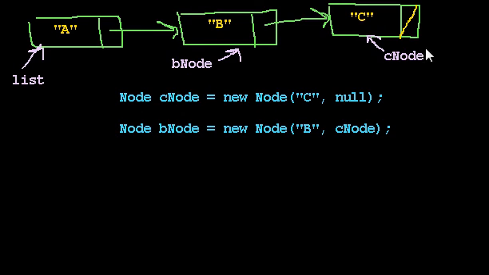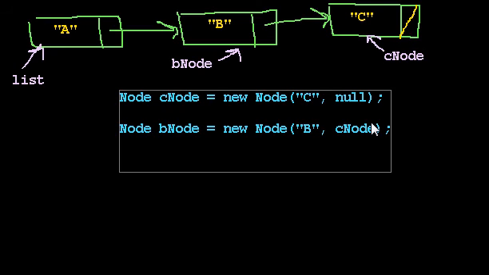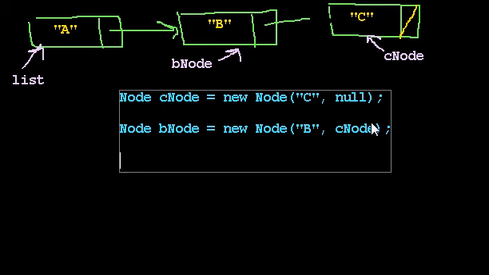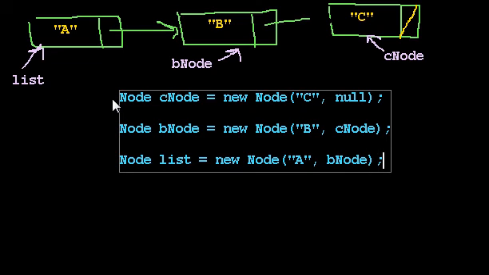Along the way, I made these temporary variables B node and C node that'll help me create list. But the real goal here was to make list. Okay, the real goal was to make list. And list, I can now make. It's a new node with A, and the next for the node referred to by the variable list is bnode. So now I've constructed the entire linked list.